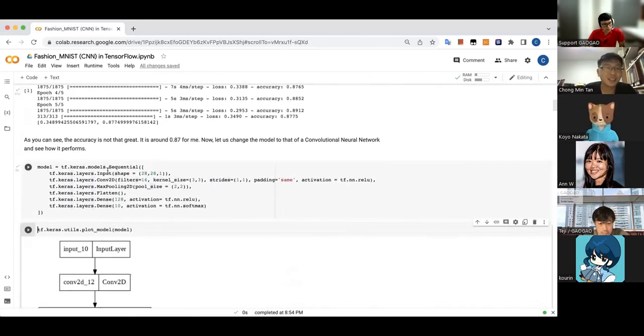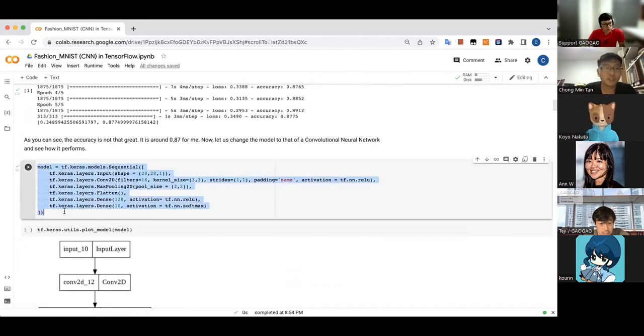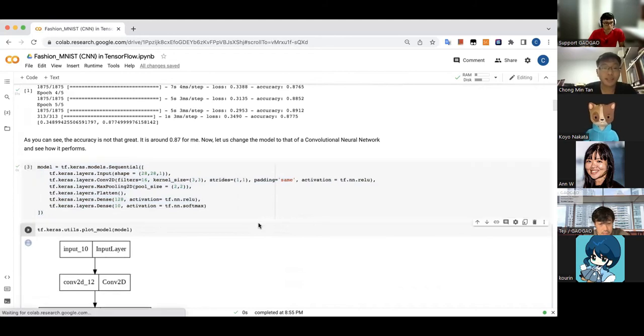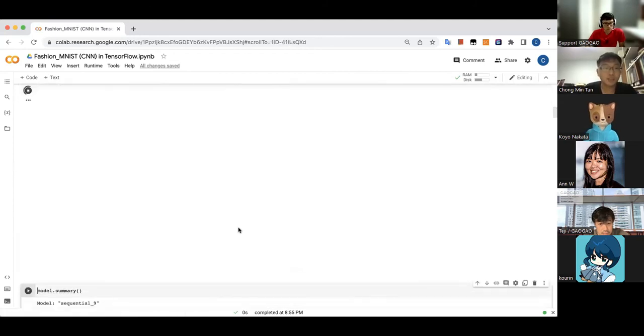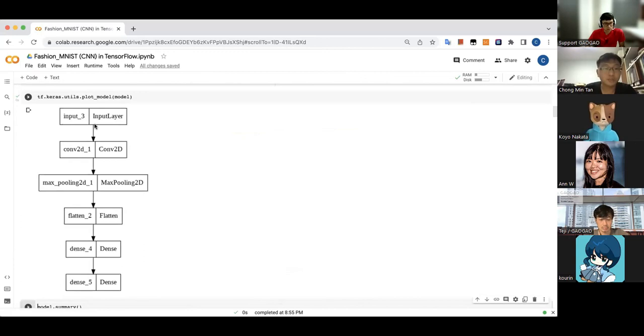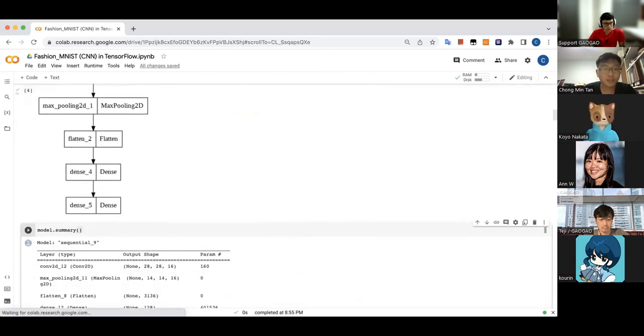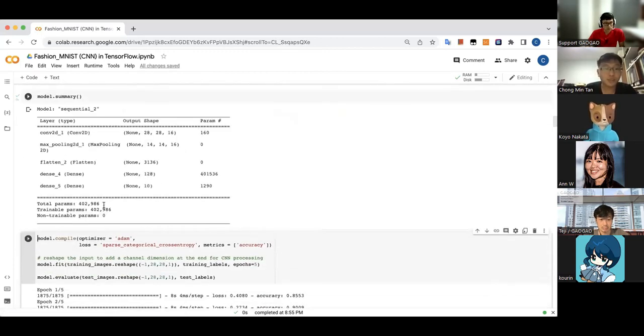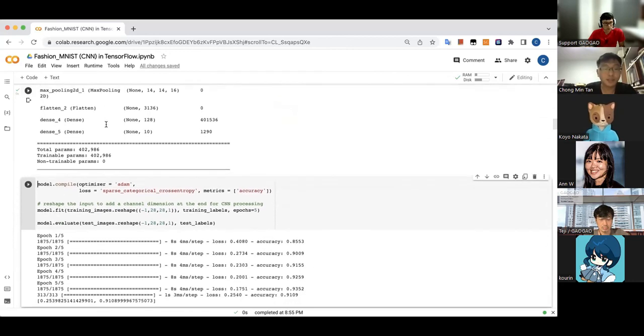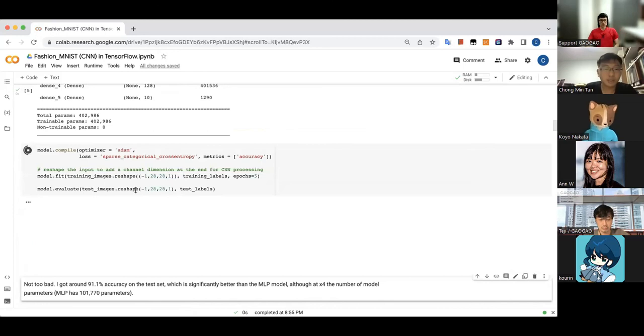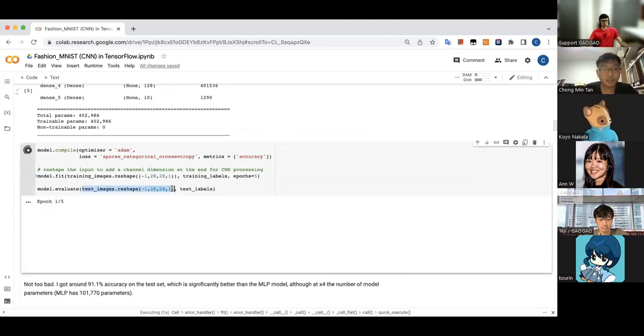So over here, this is the model that we saw just now in the PowerPoint slide, if you remember, exactly the same code. Okay, let us plot the model to see how it works. So you will see that this is the model. And then we can see the model summary, which is what we saw in the slides as well. Okay, the same thing. So we do a compile and a fit and evaluate. Over here, I also reshaped the test images.